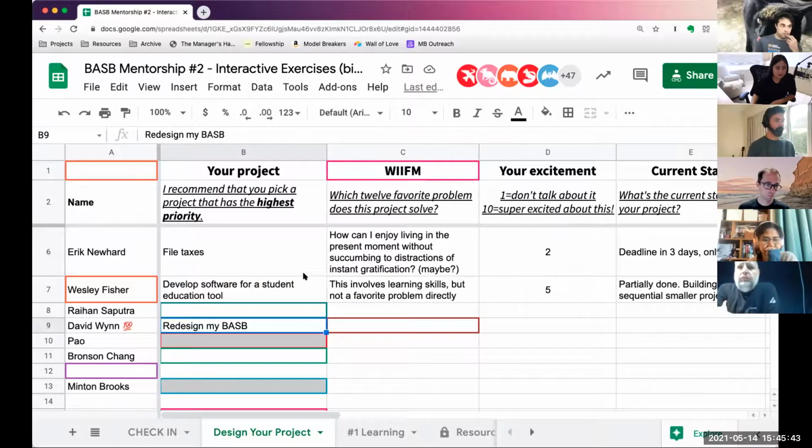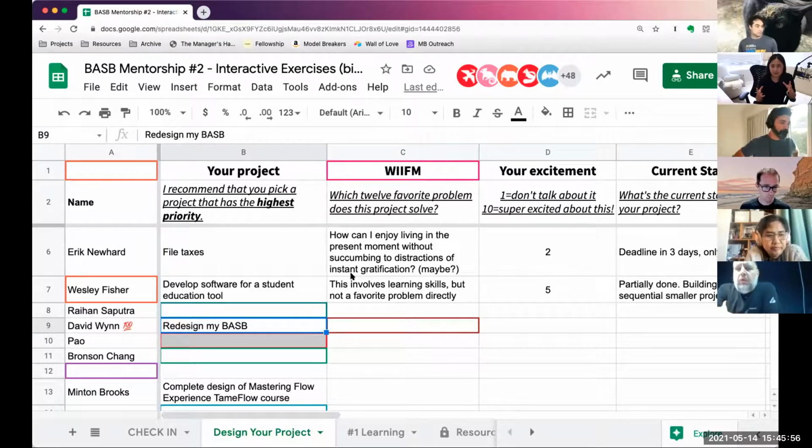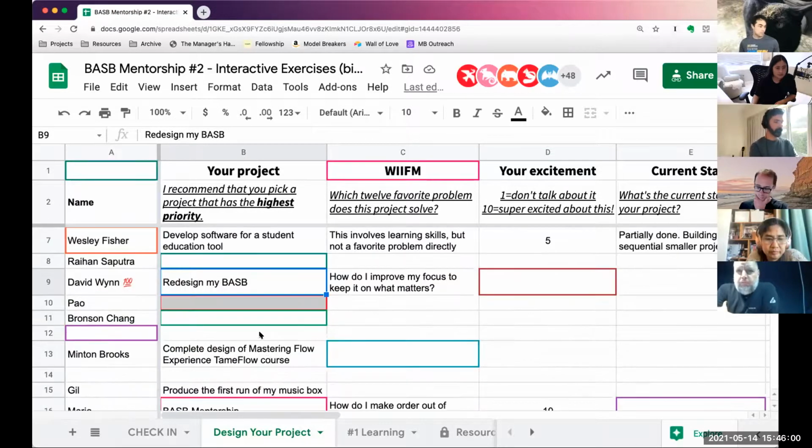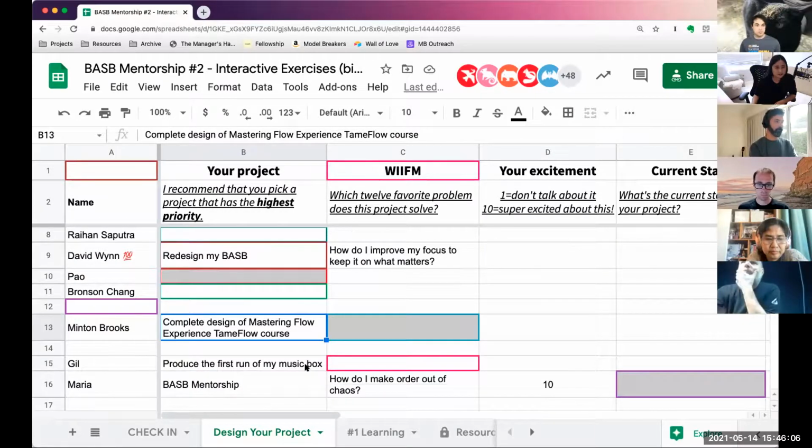Redesign my BASB, assuming you're still writing. If not, I would say, what do you want to redesign it to? What are some intentions you would like the new BASB system to look like for David? Complete design of mastering flow experience. Nice.